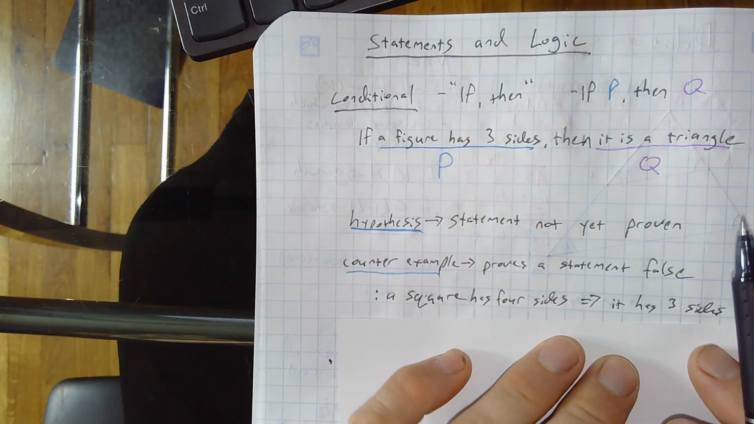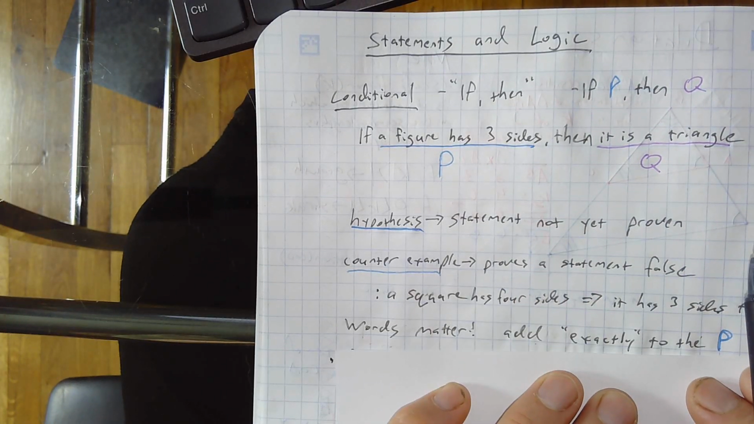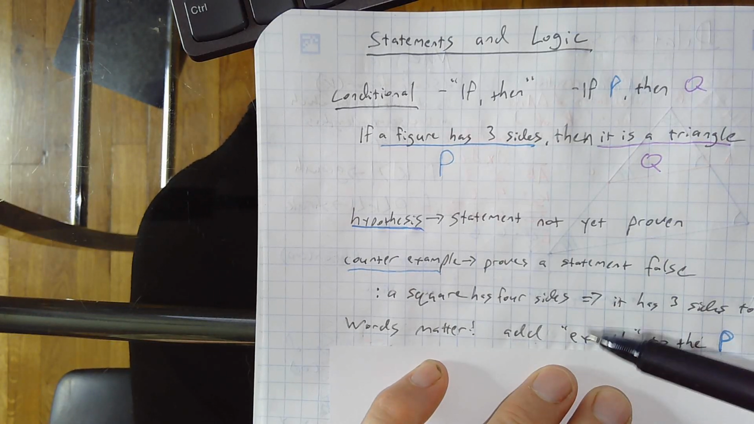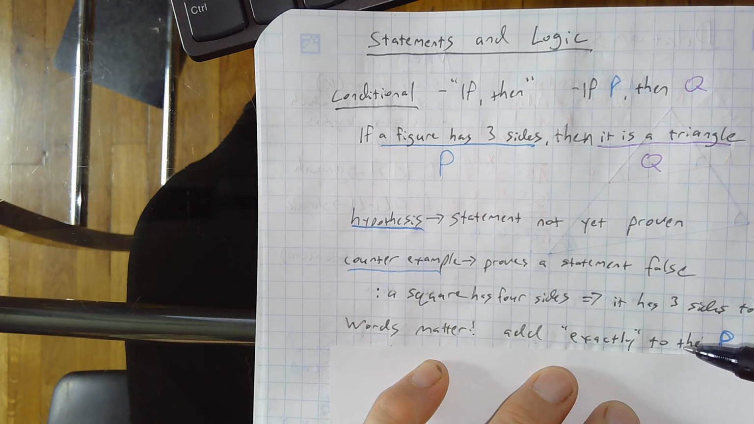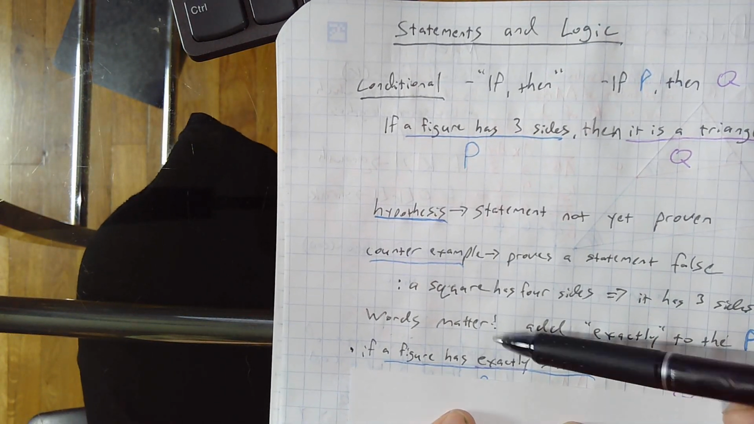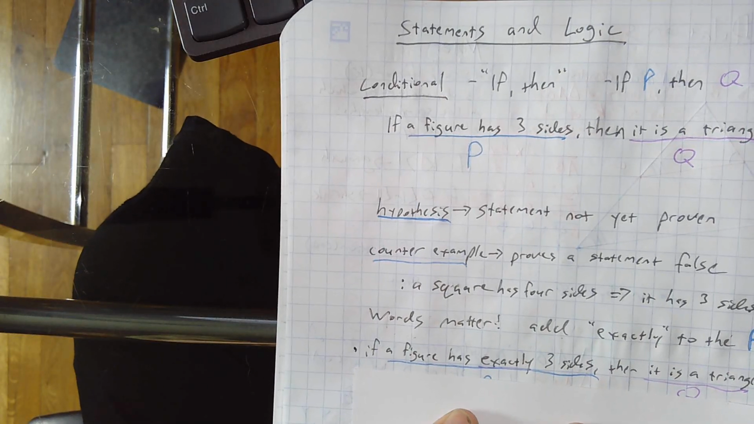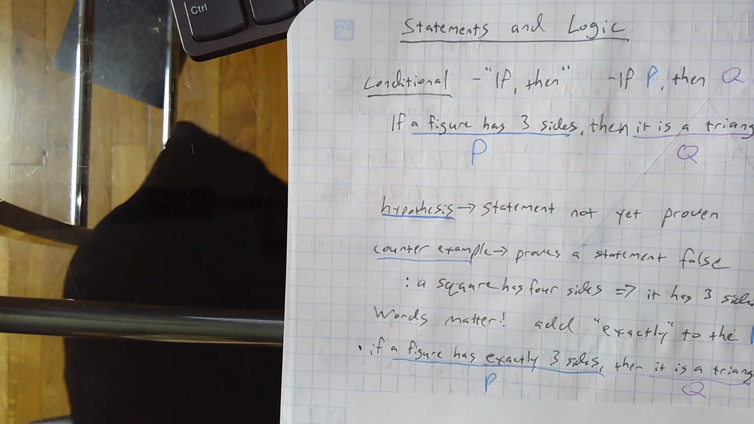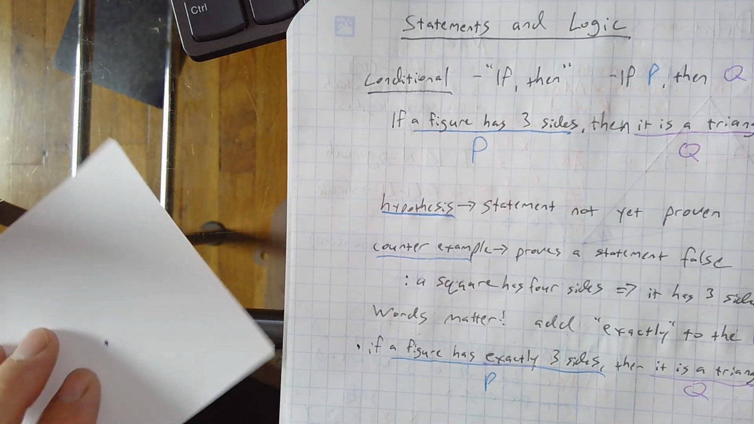However, I can add some more specificity to my P statement and add the word exactly to the P statement. And if I do that, if a figure has exactly three sides, then it is a triangle. And therefore, it becomes a true statement.